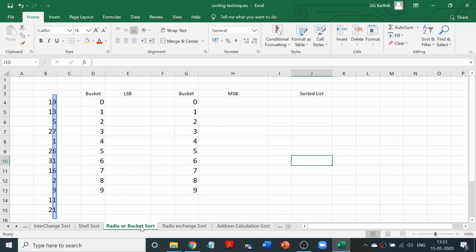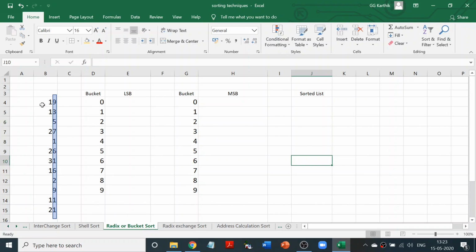The next technique we are going to see is your radix sort. It is also called bucket sort. It's very, very simple. Why it is called bucket sort: however many digits you have. If you are using the decimal number system, you have digits 0 to 9, so you will have 10 buckets, 0 to 9, a total of 10 buckets. That's why it's called bucket sort.